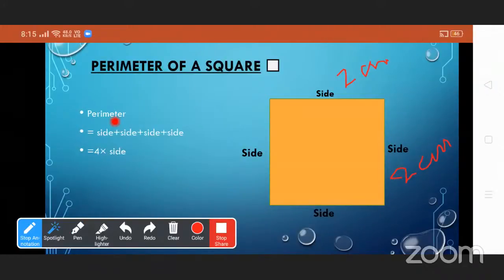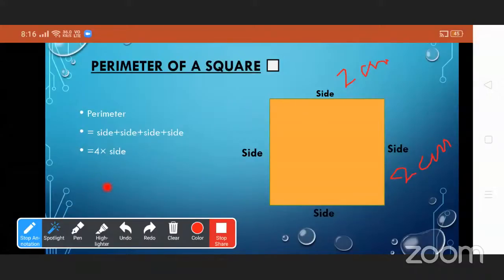Okay, very good. The perimeter of the square is 8 centimeters. So see here, perimeter is side plus side plus side plus side. This is one side, so we have to add all 4 sides. So we can write it as 4 into side. 4 into side means 4 into the length of one side. It is 2 centimeters.